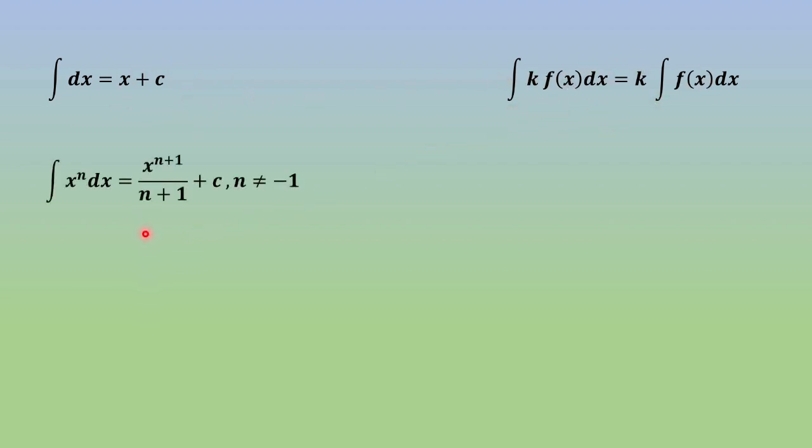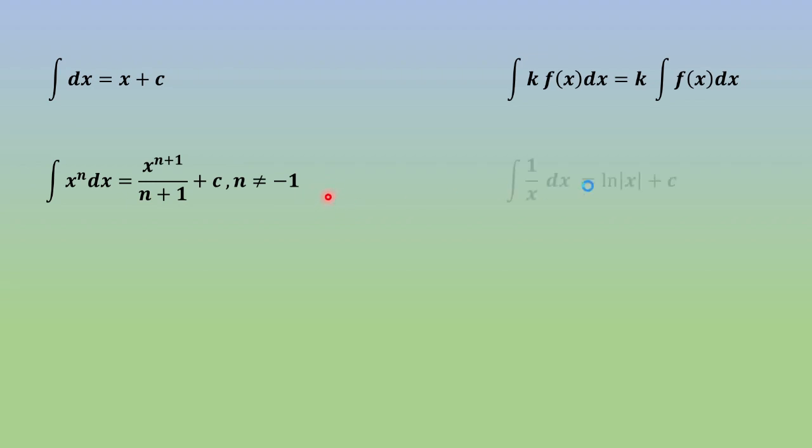In this video, we're going to use the following integration rules to get the antiderivative of a given function. For this case, the antiderivative is x plus c. This is for the constant multiple. This is the power rule for integration, wherein if we have x raised to n, the antiderivative is x raised to n plus 1 over n plus 1 plus c, where n should not be equal to -1.